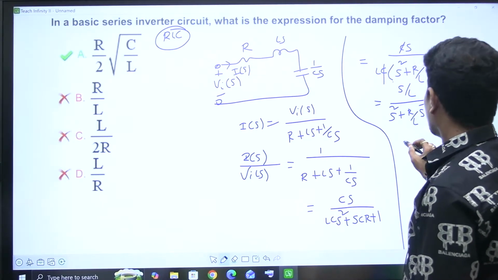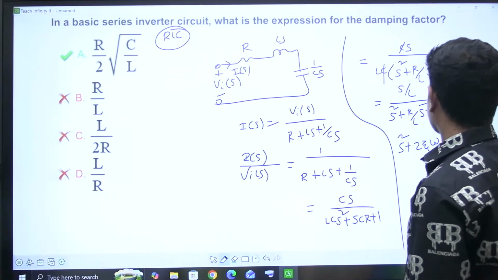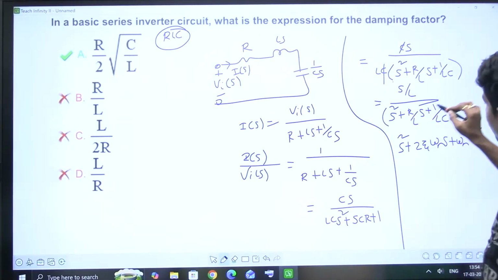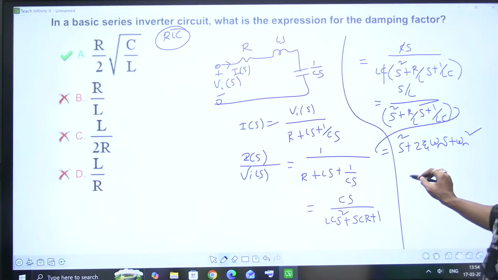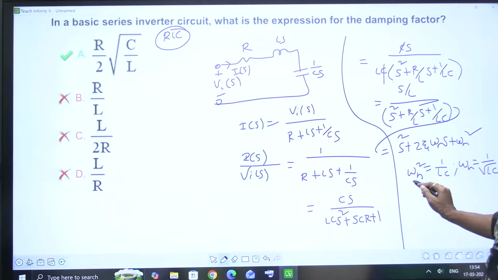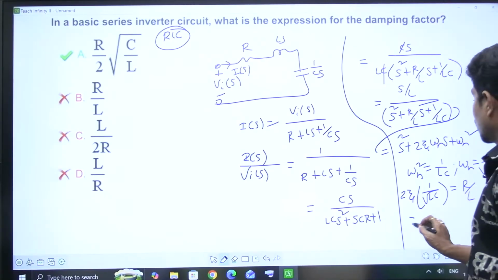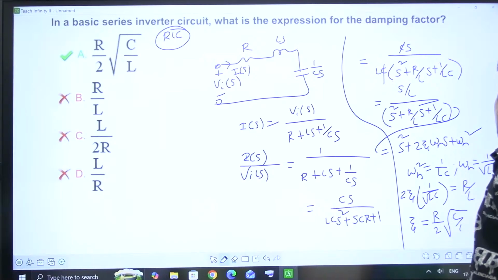by LC. Now compare that one with the standard equation, S square plus 2 zeta omega n S plus omega n square. Compare this denominator, which is called the characteristic equation, with the standard equation. Now omega n square is equal to 1 by LC. From this we got omega n equal to 1 by under root of LC. 2 zeta omega n is equal to R by L. If you solve this, you get zeta is equal to R by 2 into root of C by L.